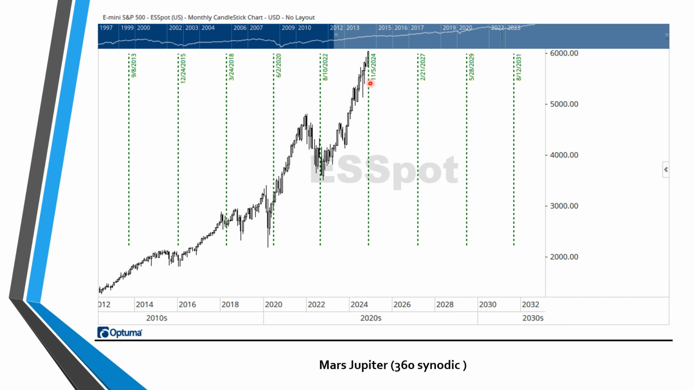And this is exactly how Gann would have viewed the markets. He would have seen these intervals and he would have taken some caution and some care to make sure he didn't get caught in a drawdown.